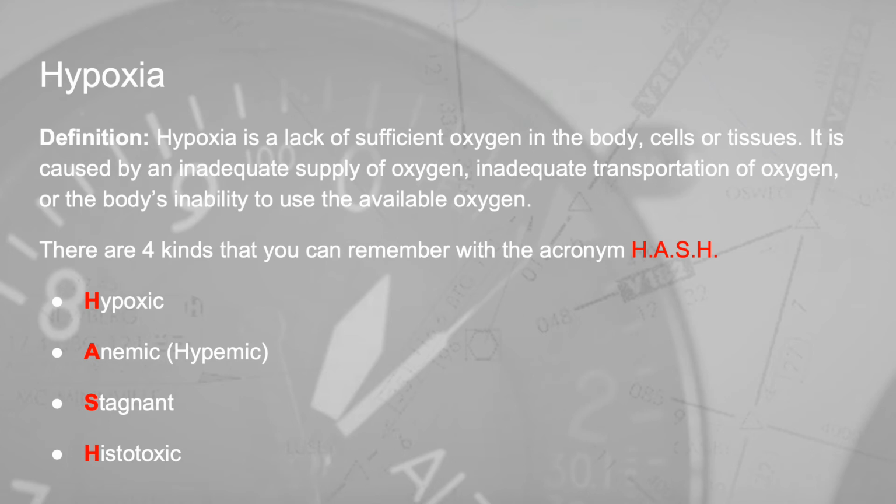Hypoxia is a lack of sufficient oxygen in the body, cells, or tissues, and of particular importance, the brain. It is caused by an inadequate supply of oxygen, whether that be because there is not enough atmospheric pressure to get the oxygen to attach to the hemoglobin, a problem with the circulation in your body, or the body's inability to use the oxygen. We break these problems down into four types of hypoxia: hypoxic hypoxia, anemic hypoxia, also known as hypemic hypoxia, stagnant hypoxia, and histotoxic hypoxia.